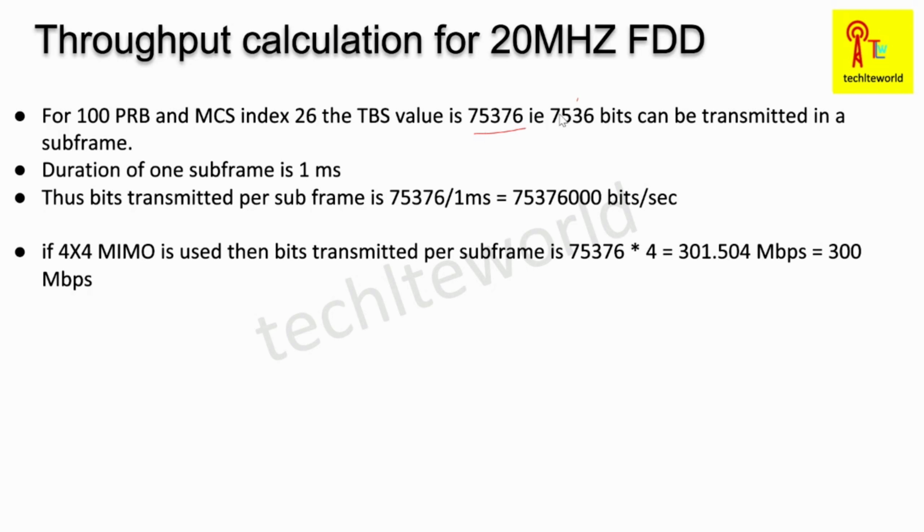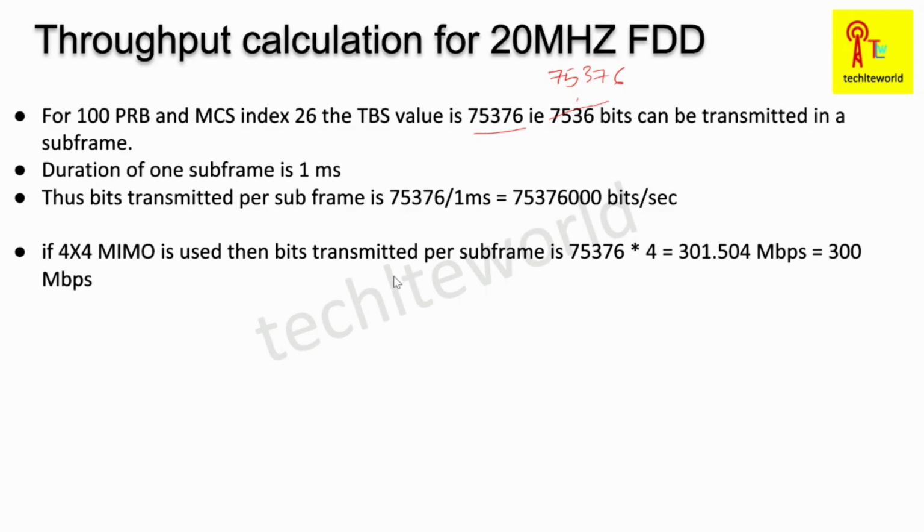Let me correct this. This is 75376. Okay, so 75376 bits can be transmitted in a subframe. Now if you want to calculate the bits per second, we'll divide this 75376 by the duration of the subframe, which will give us the bits per second. So the bits per second here will be 75376,000 bits per second, right?